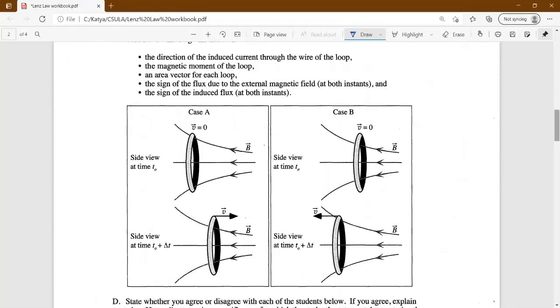So first, they're asking the direction of the induced current through the wire of the loop. Well, how is it going to be? Let's just imagine how everything is going to move. So the wire starts from this position and ends up in this position. Velocity is opposite to the magnetic field, right? So I'm going to draw how the magnetic field looks at this point on the top, just to find out which way the force is going to be and which way the current is going to be.